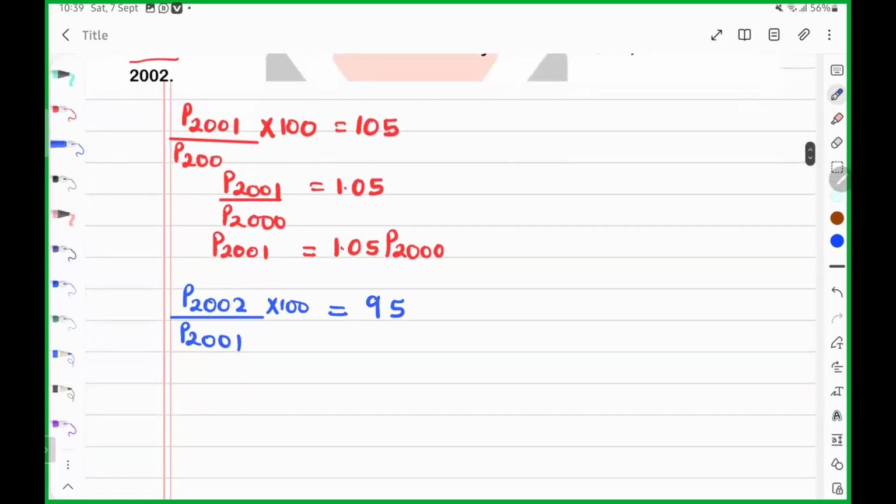So if I divide through by 100 and make the price of 2002 the subject, I'll end up with the price of 2002 being equal to 0.95 times the price of the commodity in 2001. I've divided through by 100 and multiplied by the price in 2001. Yes. So I have two expressions, expression 1 and expression 2.